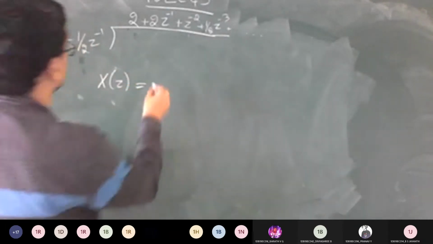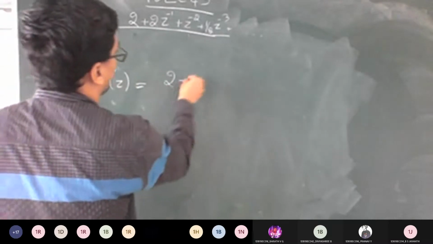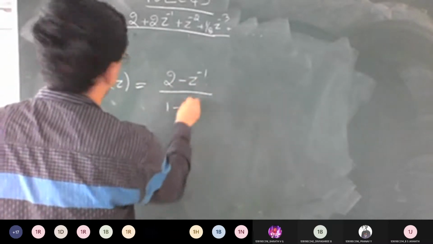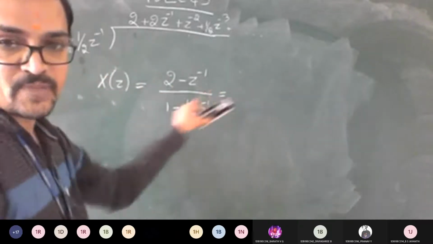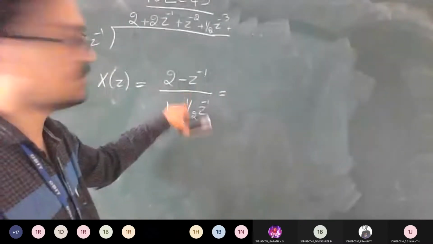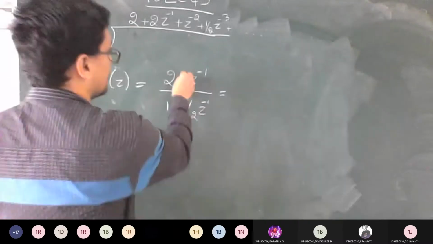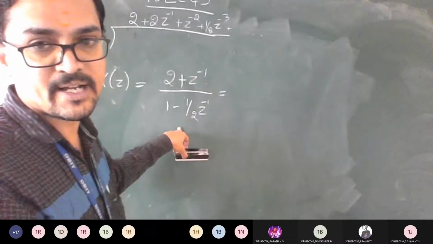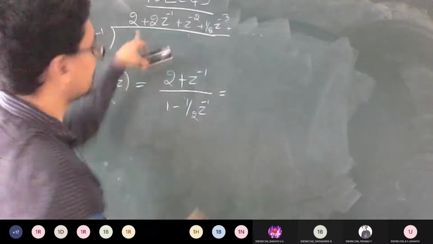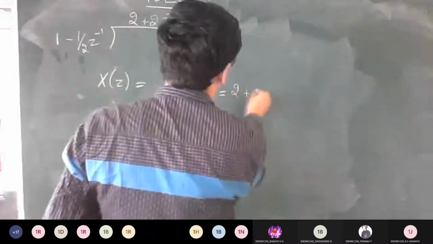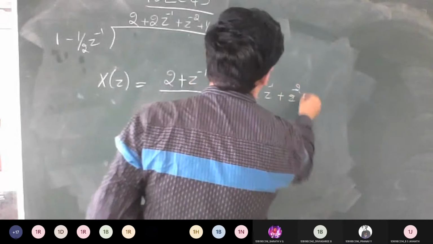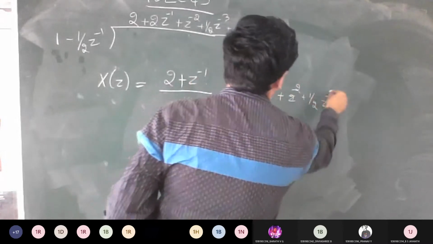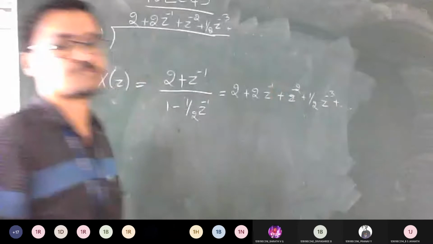Clear? So we know that X of z is equal to 2 minus z raised to minus 1 divided by 1 minus 1 by 2 z raised to minus 1. This is what the question was given in the problem. For this I have applied my long division technique. Because of that, we got the answer as 2 plus 2 z raised to minus 1, plus z raised to minus 2, plus 1 by 2 z raised to minus 3, plus so on. Is it okay, guys, till here?